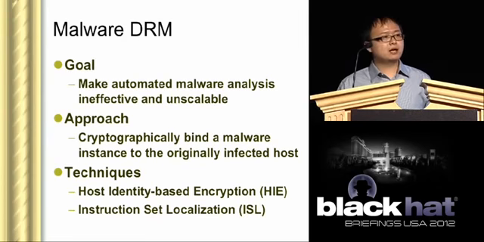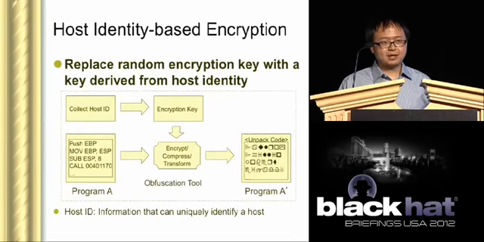So here is a figure showing how HIE works. HIE works very similarly to existing hacking tools, but instead of using a randomly generated encryption key, HIE will collect information that can be used to uniquely identify a host. We call it a host identifier. We use this host identifier to derive an encryption key that we're going to use to protect the malware binary. Because of this similarity between HIE and existing hacking tools, we see no difficulty for attackers to adopt this technique or even come up with similar ideas.